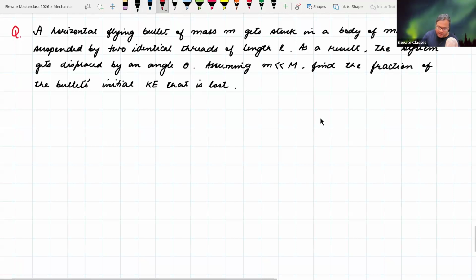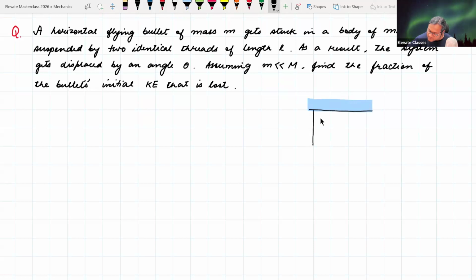Okay, so this is the diagram. The diagram is important. Imagine a pendulum kind of system like this. Here is a thread, here is a thread, and there is a sort of rigid object like this. There is a bullet of mass m that comes and strikes this. So a bullet of small mass m gets stuck in a body of capital mass M suspended by two identical threads of length L. As a result, the system gets displaced.